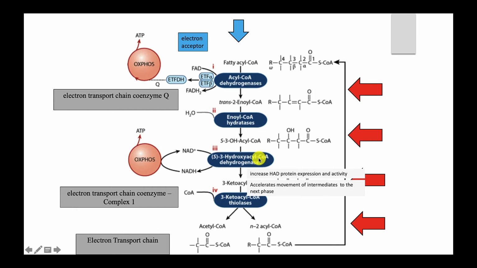This is hydroxyacyl-CoA dehydrogenase. I call it HAD, H-A-D. This enzyme is going to receive this derivative, and you can see it here, it's going to remove this hydrogen ion, and it's going to tag it to NAD. It's going to create NADH. This NADH is going to undergo oxidative phosphorylation in the electron transport chain and produce ATP.